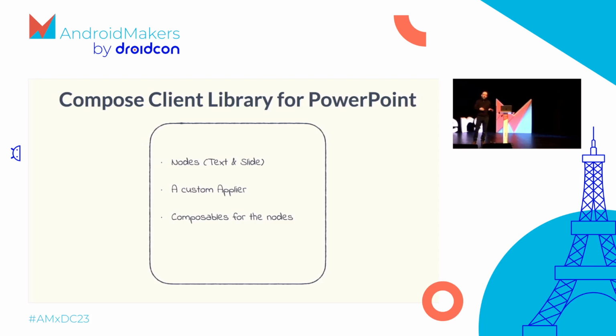And the third thing is that we, of course, obviously need a composable to expose it to the client side. The clients are not going to be interested in the nodes or the appliers. That's going to be handled internally. The clients are only going to see the composables and only going to call the composables. So we need 2 composables for the text node and the slide node.